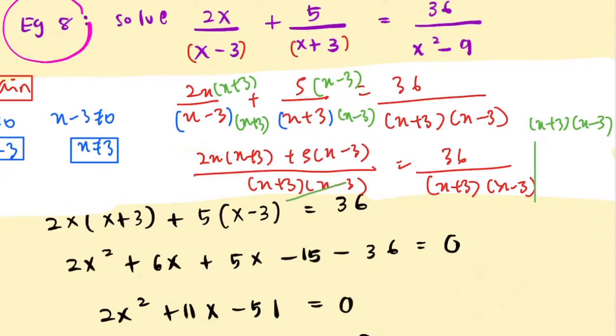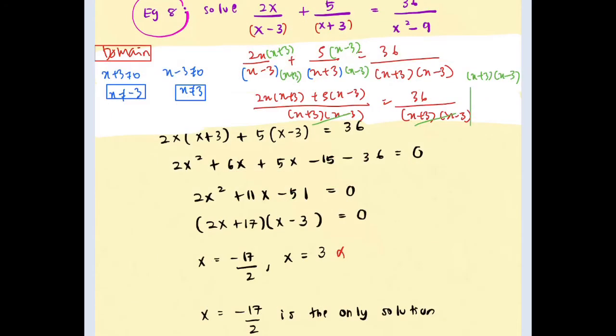So we can cancel out, and this one also can be cancelled out. After cancelling out, you are left with the numerator on the left hand side and also the numerator on the right hand side. So just expand all of this, you'll get this. Bring 36 to your left hand side. Simplifying again, you'll get a quadratic.